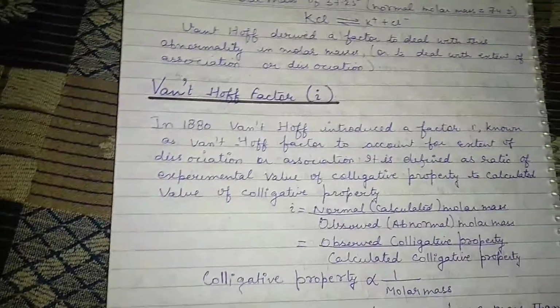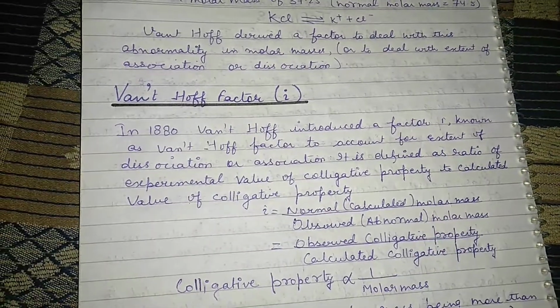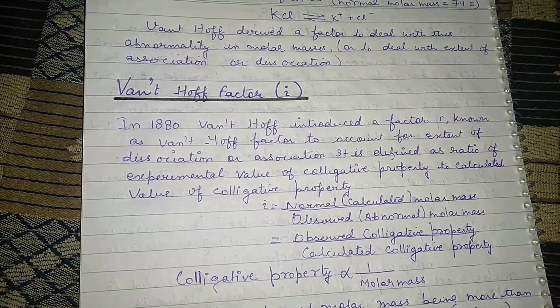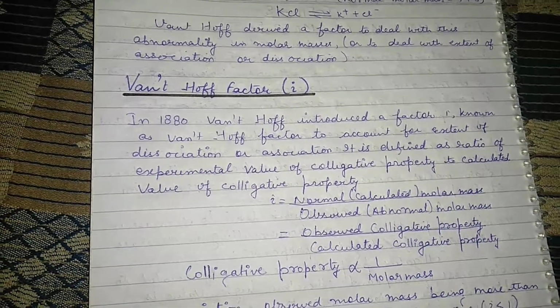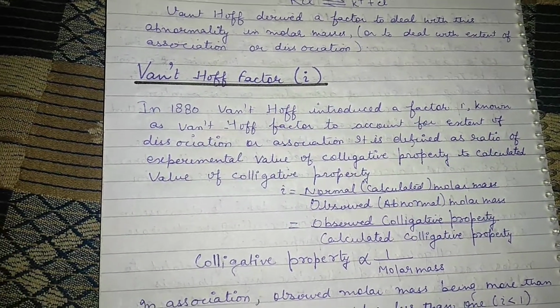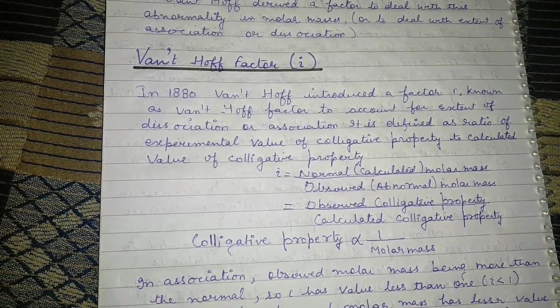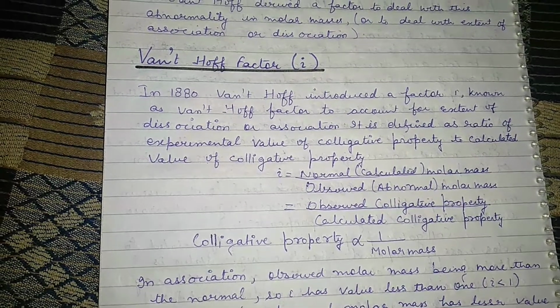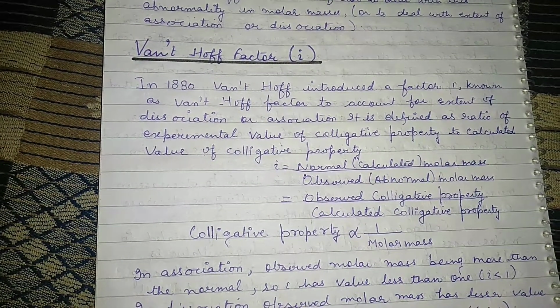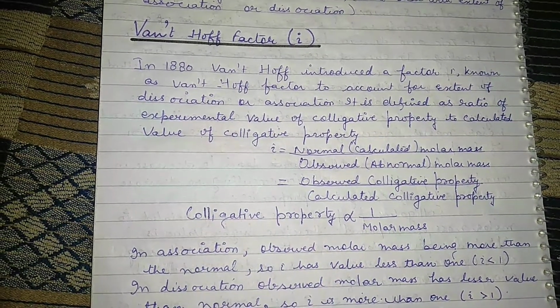Van't Hoff was a scientist who derived a factor to deal with this abnormality in the molar mass, or to deal with the extent of the association or dissociation. This factor is normally represented by i. In 1880, Van't Hoff introduced a factor i, which is known as the Van't Hoff factor, to account for the extent of dissociation or association.